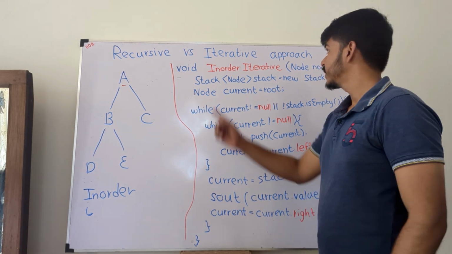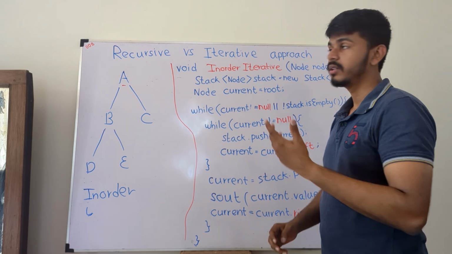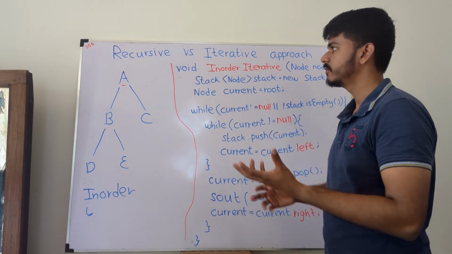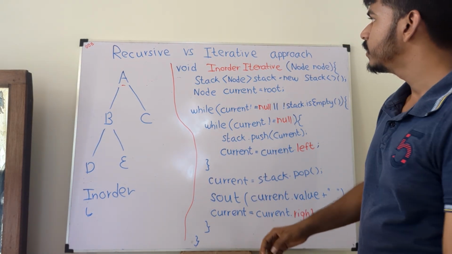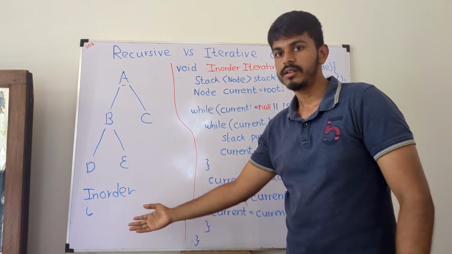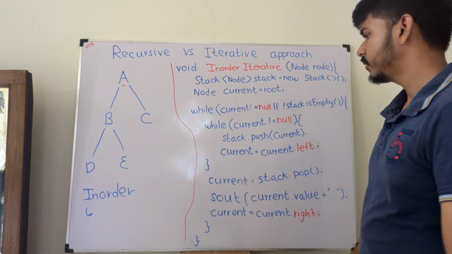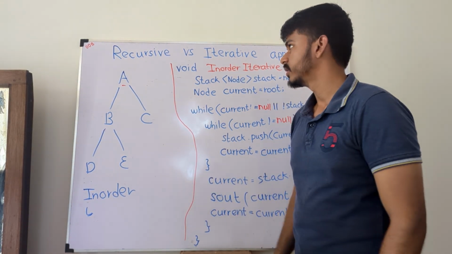So up next is the iterative approach. Before, we saw how the recursive function worked. Now here we will see how the iterative approach is going to fulfill the Inorder traversal. Here this is the function I used to do the Inorder traversal.